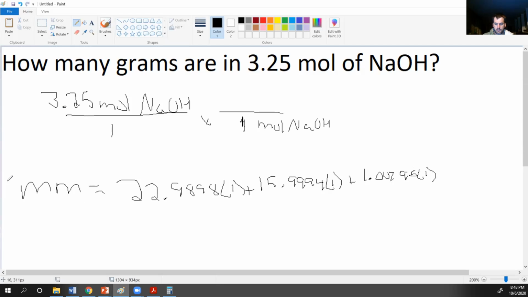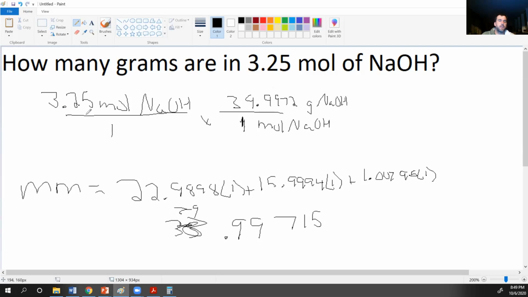So I put that in my handy dandy calculator. And I get the molar mass is equal to 33.99715. However, I only need 4 decimals, so my fourth decimal is 1. The number after that is exactly 5, so I'll round to the even number. So my molar mass, sorry, that was 39, my dyslexia, 39.9972 grams NaOH.